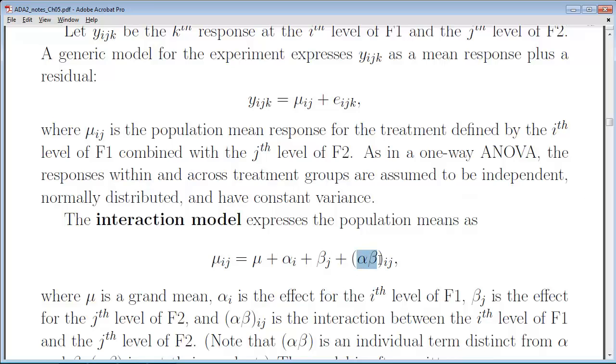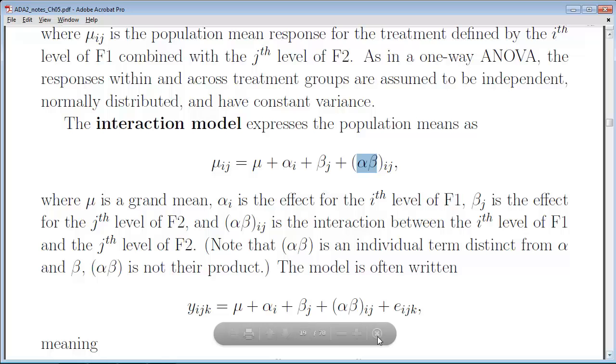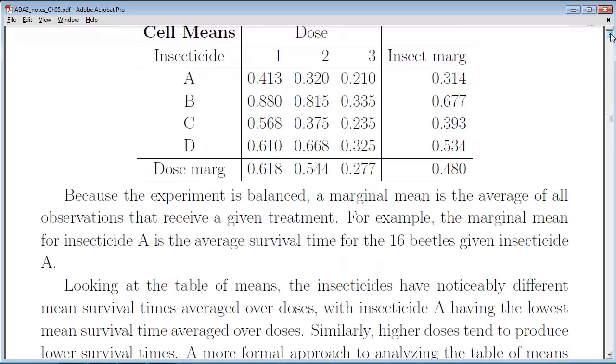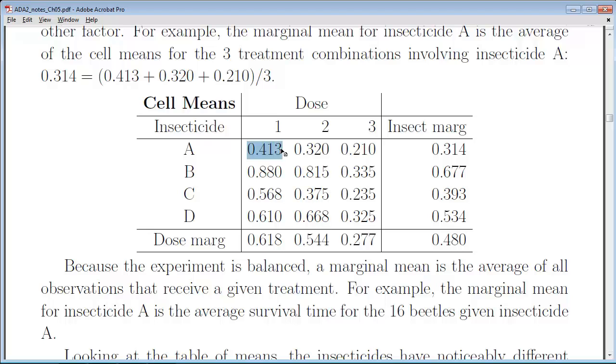Finally, there's this interaction, and this is lousy notation. It's sort of old-timey notation. Alpha, beta inside parentheses indicates a single number, not the product of alpha and beta. So this is a single number indicating that this is an interaction between factors represented by alpha and beta. And so this interaction is the difference. So we're trying to calculate 0.413.